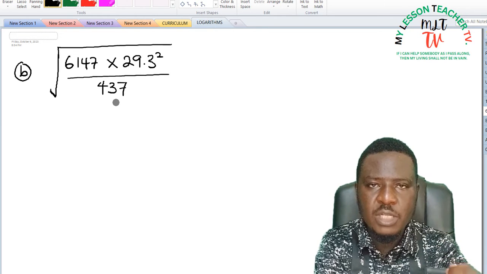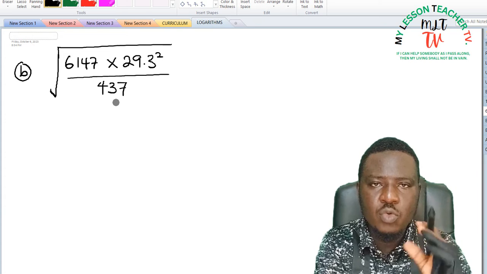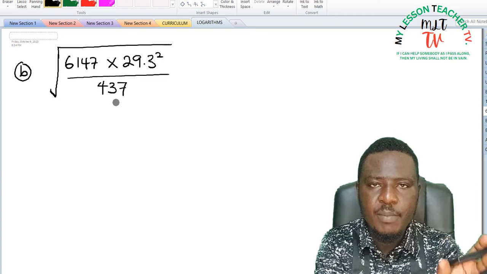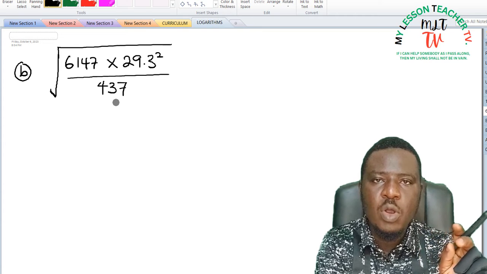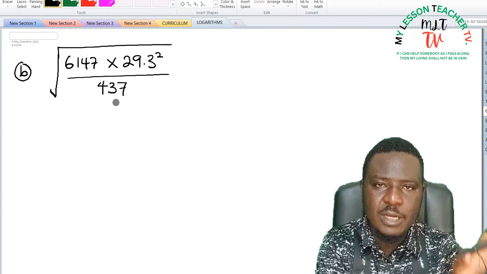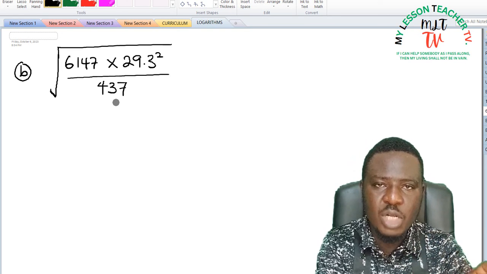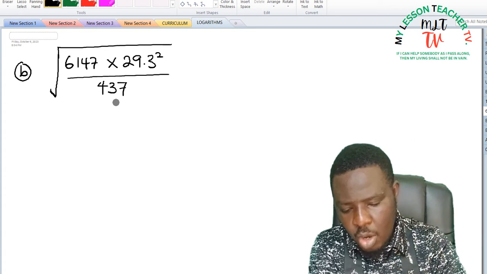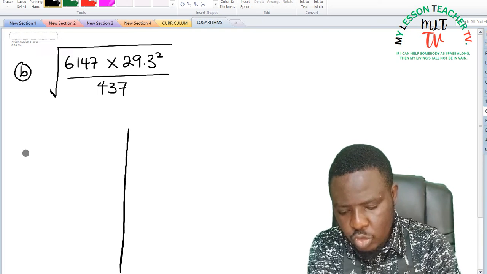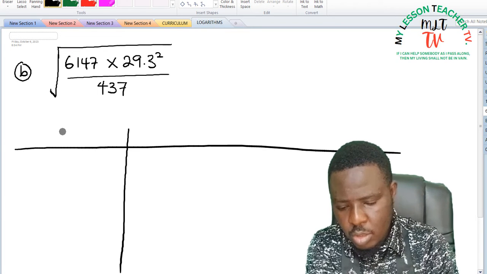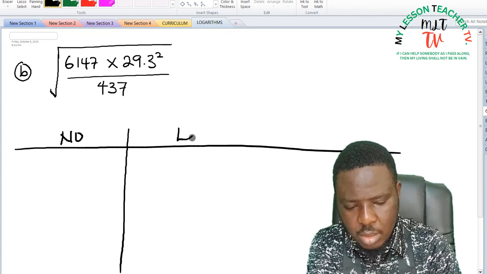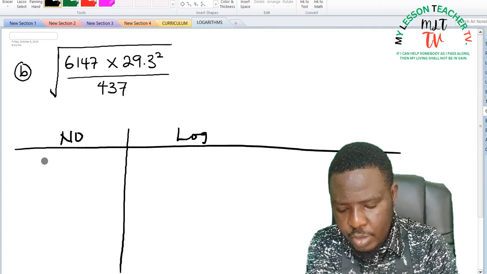Remember that multiplication in numbers is equivalent to addition in logarithm. Powers in numbers is equivalent to multiplication in logarithm. And division in numbers is equivalent to subtraction in logarithm. So we are going to draw our table: numbers and log.